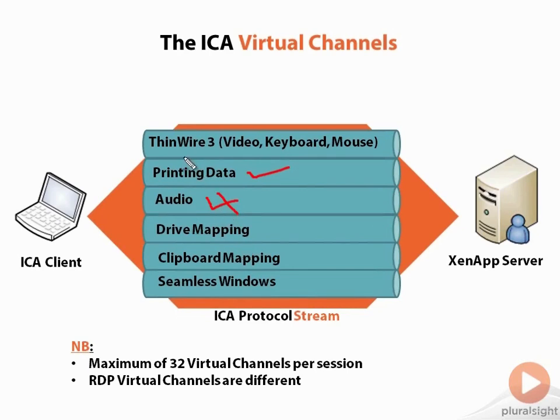Now, the essence of the ICA protocol, what makes up the heart of the ICA protocol, is known as ThinWire 3. Right? ThinWire 3, the number 3. Remember when I was talking to you about Independent Computing Architecture version 3.0, ThinWire 3. So ThinWire 3 is essentially the video, keyboard, and mouse. This is the essential of the ICA protocol. That's that command that we talked about that is transporting the basics.